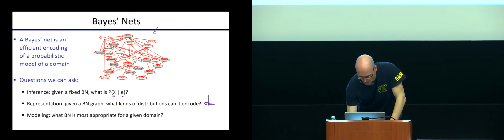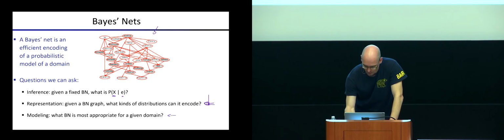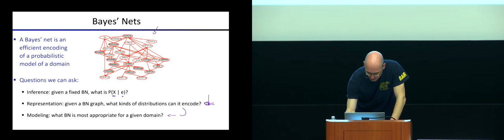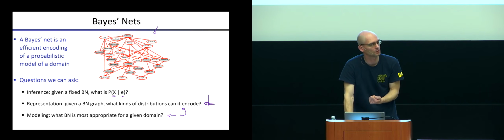And then there are a lot of modeling questions in practice, such as what Bayes net is actually a good model for the things that we see in the world? And to do the modeling well, you want to understand what independence assumptions you are making by choosing a particular structure.